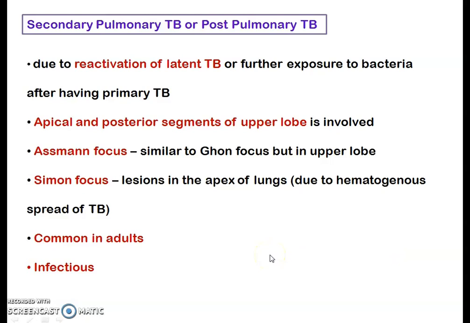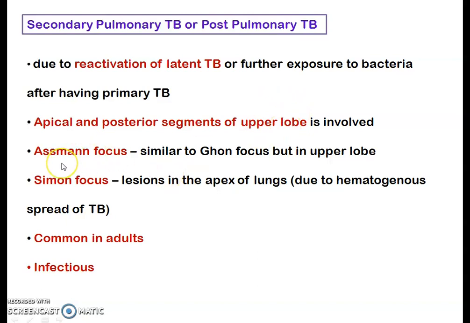Then coming to secondary pulmonary TB, or post-primary TB. It is due to the reactivation of latent TB, as we said earlier, the second phase of primary pulmonary TB. If reactivation of latent TB occurs, it will lead to secondary pulmonary TB. The involved portions are the apical and posterior segments of the upper lobe of the lungs.